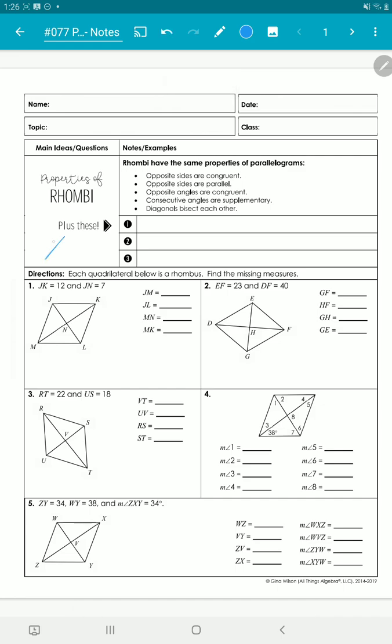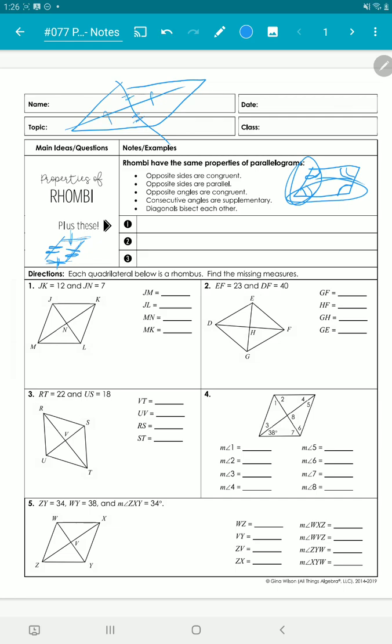So if you have one of these, sorry, that's a horrible picture. This one is the same as that one, and that one's the same as that one, okay? Opposite angles are still congruent. So this one is the same as this one, and that one's the same as that one, okay? Consecutive angles are supplementary, so these are still going to add to 180, okay? Diagonals bisect each other, so you still have that they're cut in half this way, okay? So this is the same as this, and this one's the same as this one, okay?